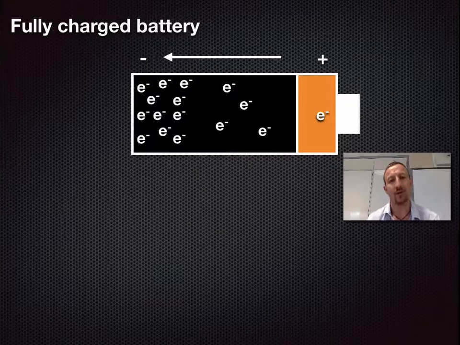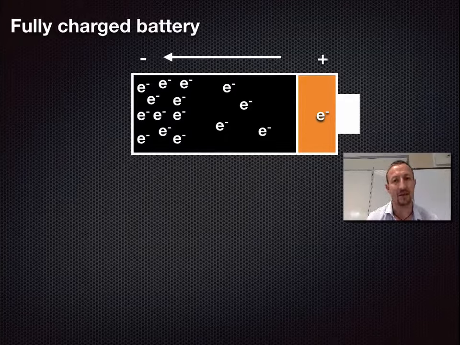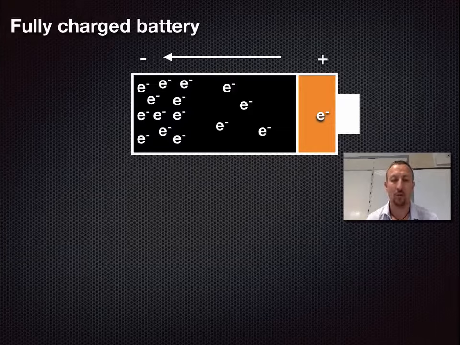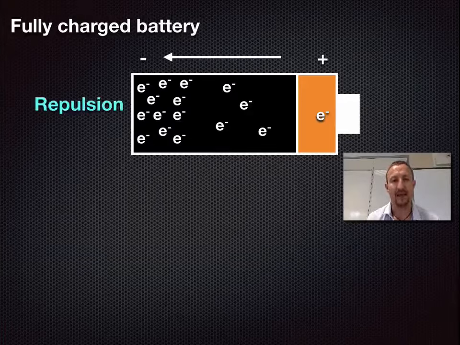As a result, we are going to get a huge amount of repulsion which is going to occur at the negative terminal. That's very, very important when we're looking at the flow of current, which we will look at later in this course. Now what happens when we deal with a dead battery?